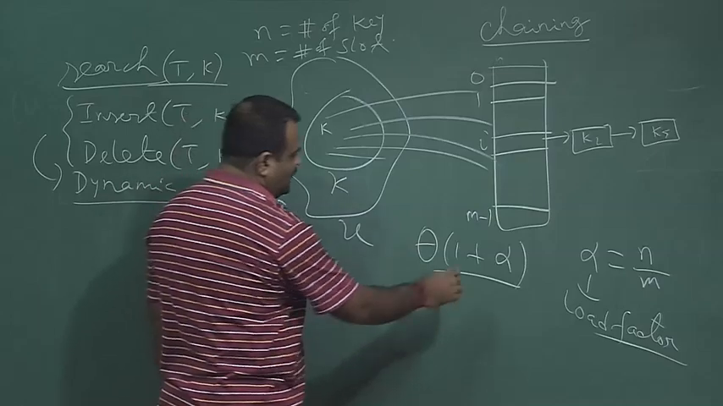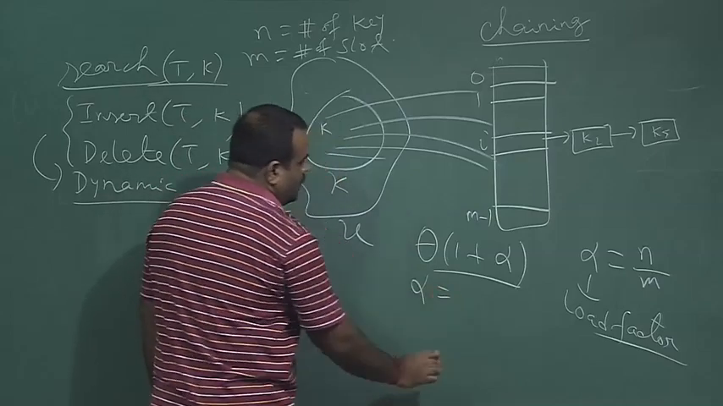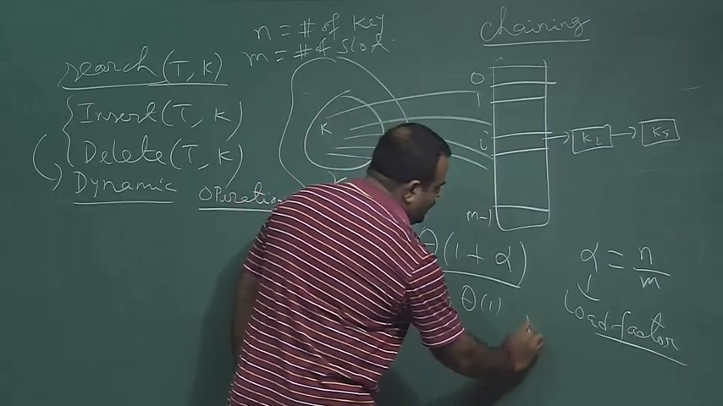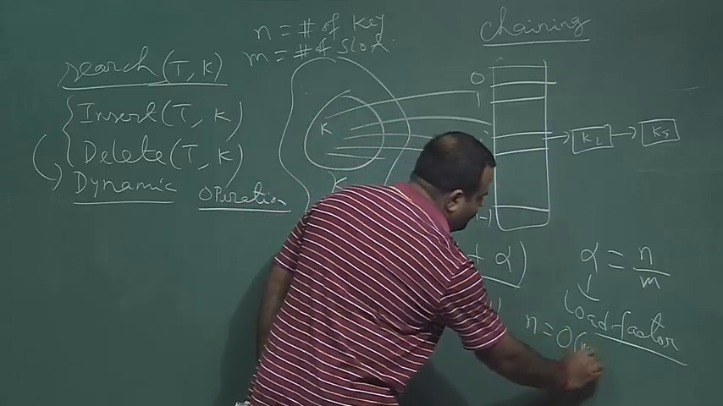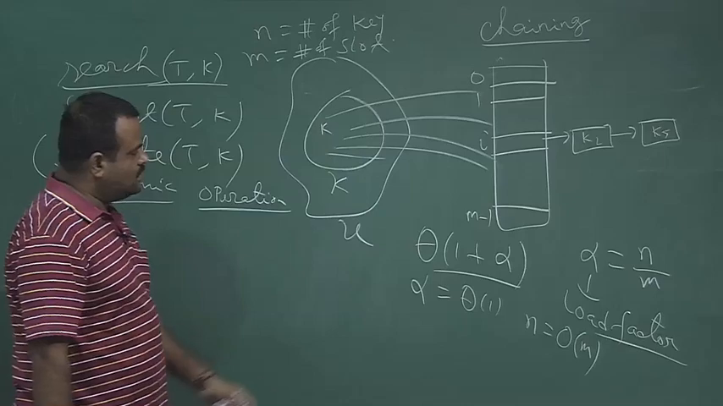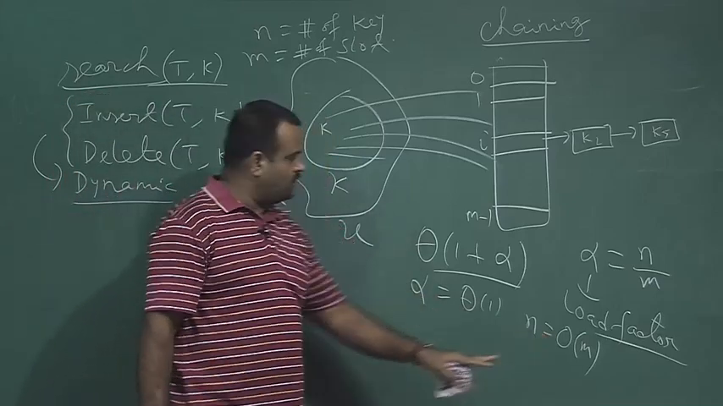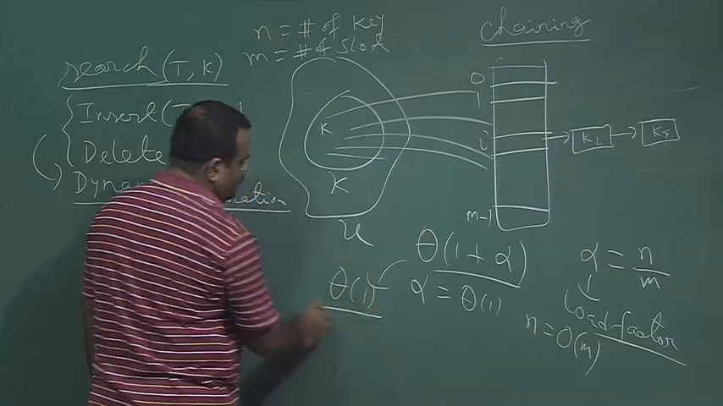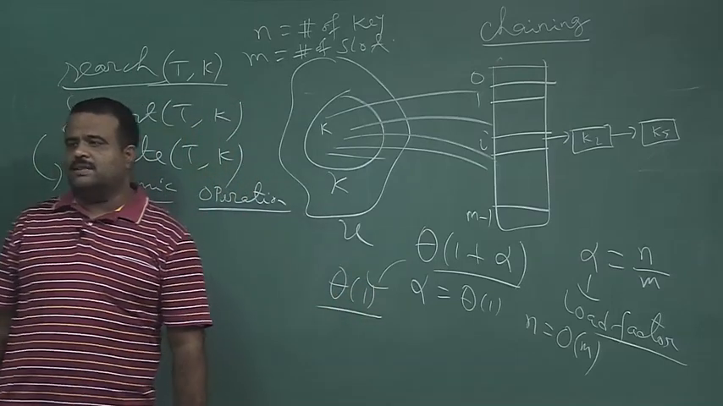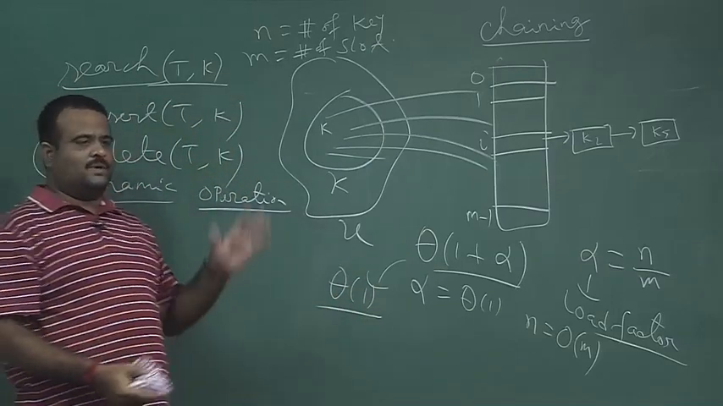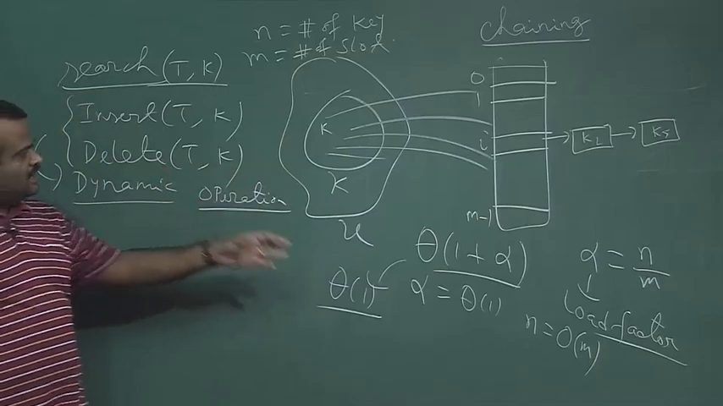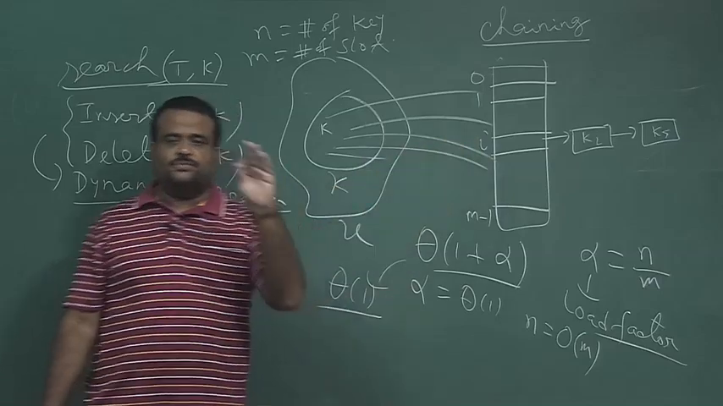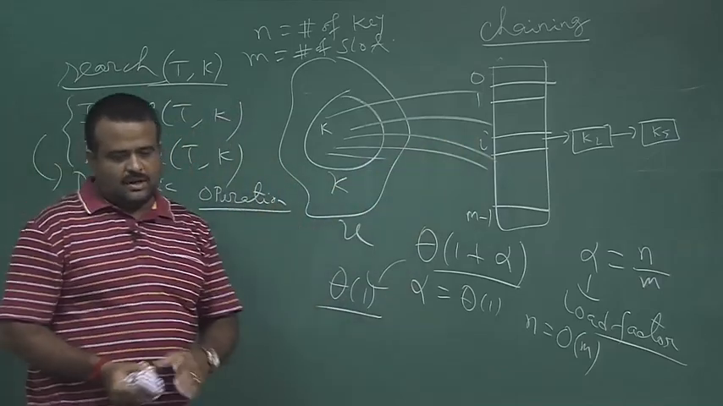So, this is the time for a search, and if alpha is order of 1, that means if n is order of m, if the number of keys is order of the number of slots, then this is basically order of 1. We can get a key in constant time, provided our hash function is a good hash function, in a way that keys are uniformly distributed over the table.